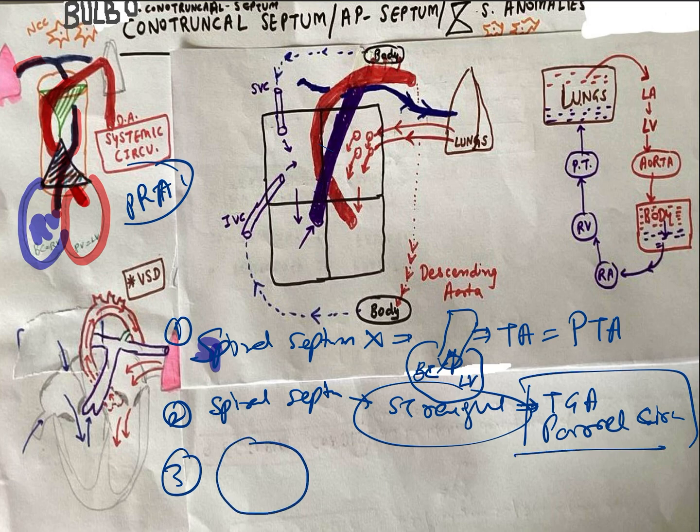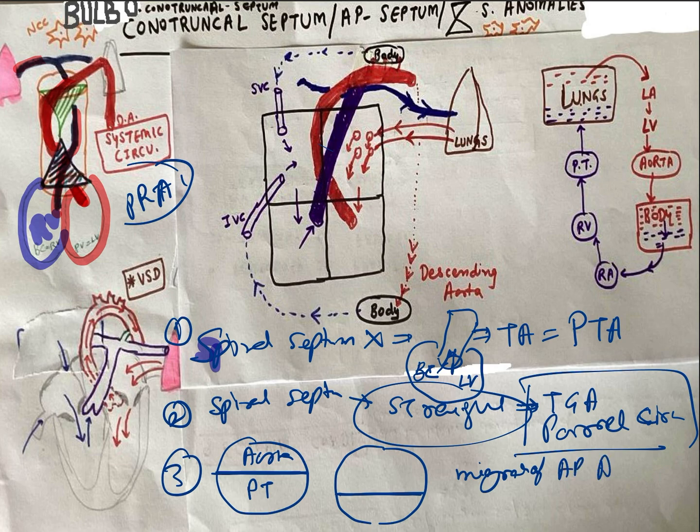And this is the truncus arteriosus; usually the spiral septum forms in the mid, which divides the pulmonary trunk anteriorly and aorta posteriorly. But if somehow this spiral septum shifts anteriorly, or there is anterior migration of the aortopulmonary septum, then this pulmonary trunk will be narrow and this aorta will be widely open, and it is not opening only into the left ventricle, it will also open into the right ventricular cavity. This pathology is known as TOF, tetralogy of Fallot.